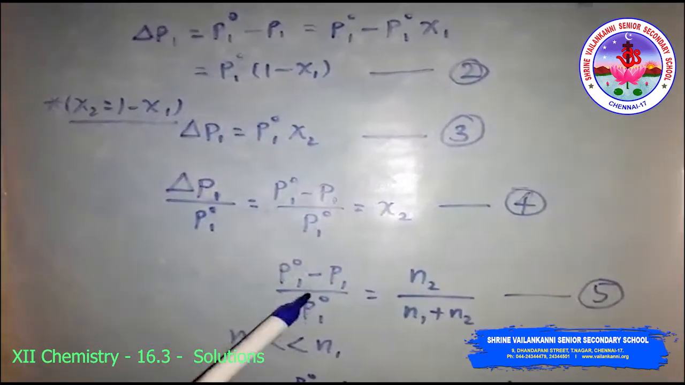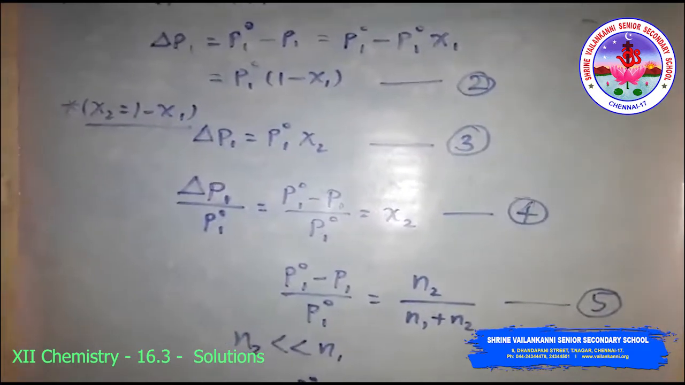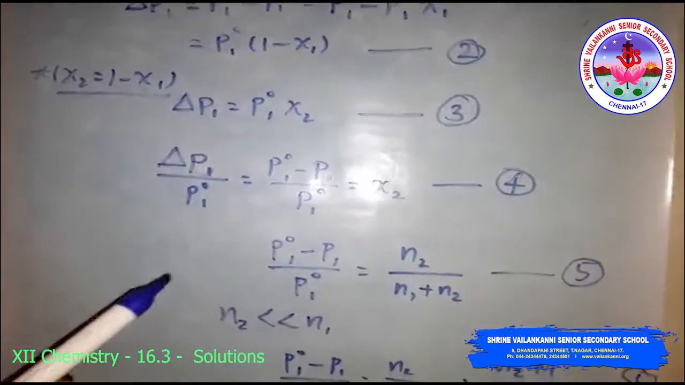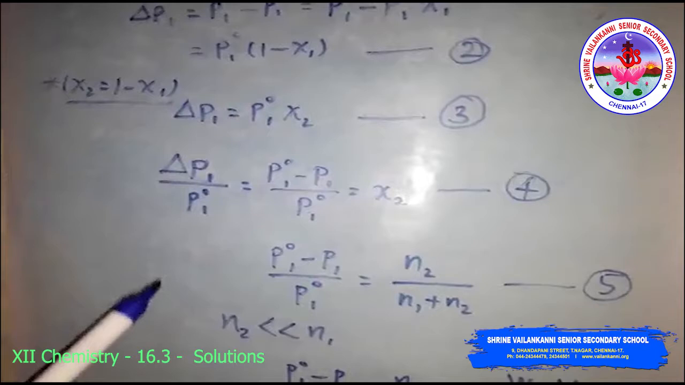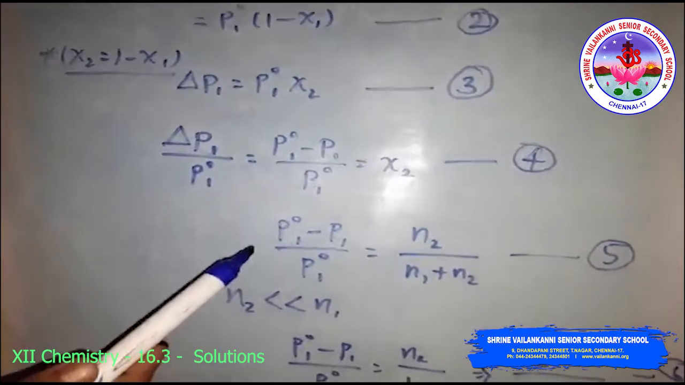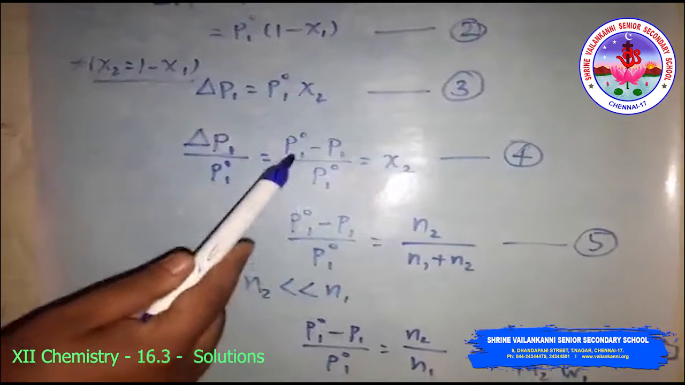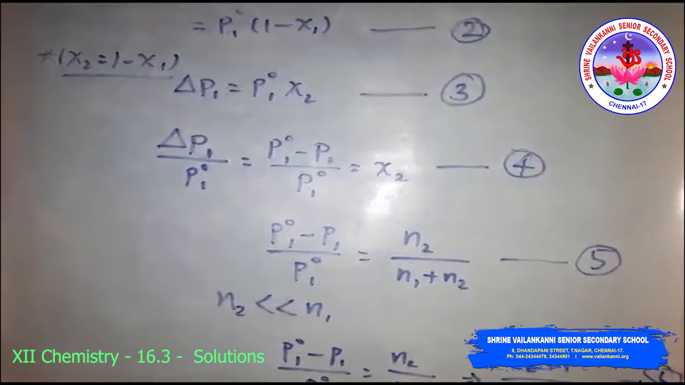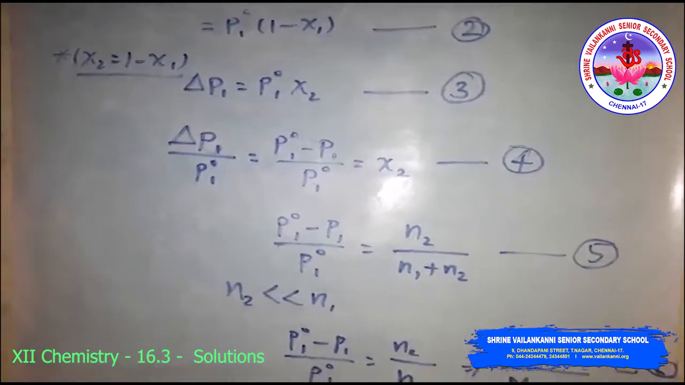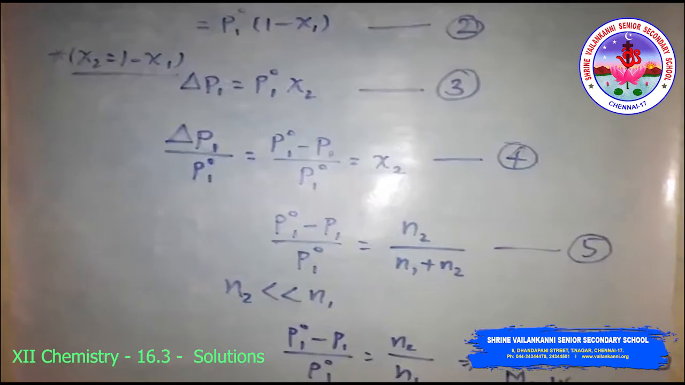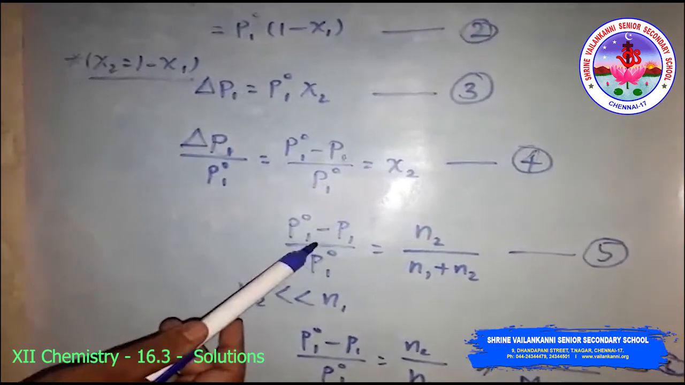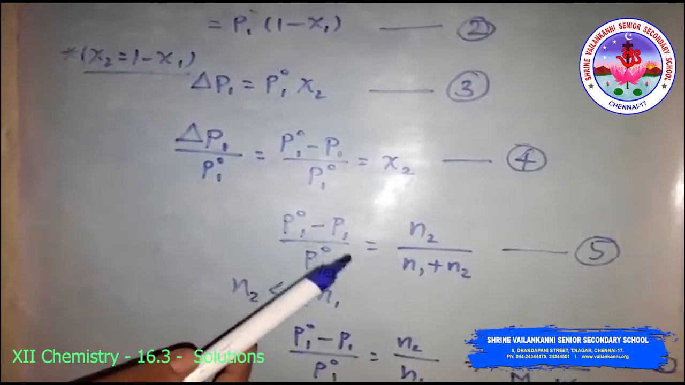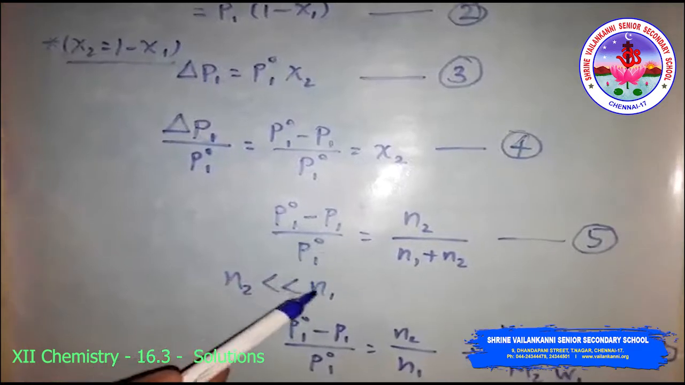For a solution containing several non-volatile solutes, the lowering of vapor pressure depends on the sum of the mole fractions of the solutes, so we can write the equation like this. The expression on the left hand side, P01 minus P1 by P01, is called the relative lowering of vapor pressure and is equal to the mole fraction of the solute.